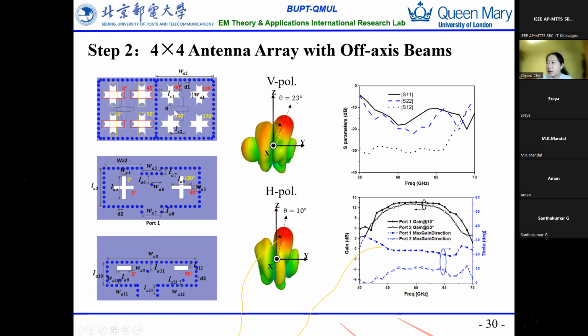And here we extend this 2x2 to a 2x4 element array, and you can see the antenna beam direction is fixed and very stable over the operating frequency. And also the two polarizations have very high isolation, as much as 25 dB. And also the wideband performance of this design is maintained.